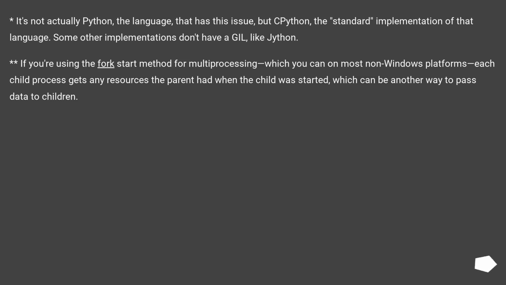It's not actually Python, the language, that has this issue, but CPython, the standard implementation of that language. Some other implementations don't have a GIL, like Jython. If you're using the fork start method for multiprocessing, which you can on most non-Windows platforms, each child process gets any resources the parent had when the child was started, which can be another way to pass data to children.